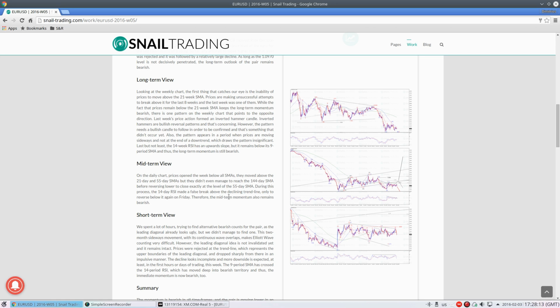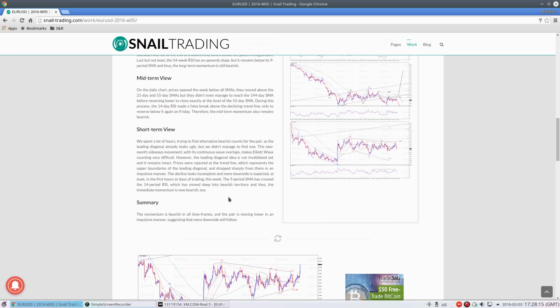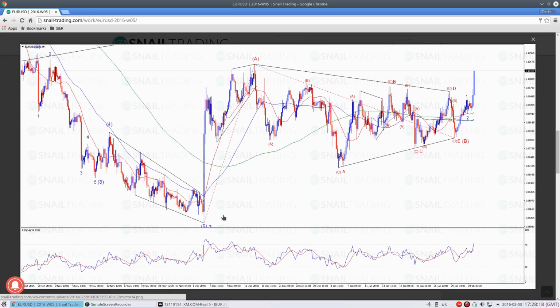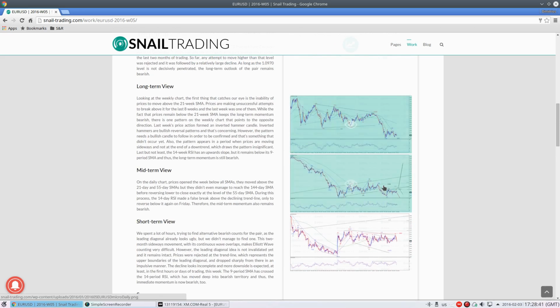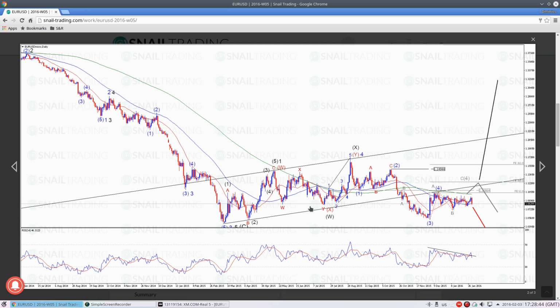A few minutes or hours ago, I posted this scenario for the euro, which is a bullish scenario, however not a very bullish one. I count this upside move as a wave A and this as a triangle for wave B, meaning we have a wave C to the upside for wave 4.